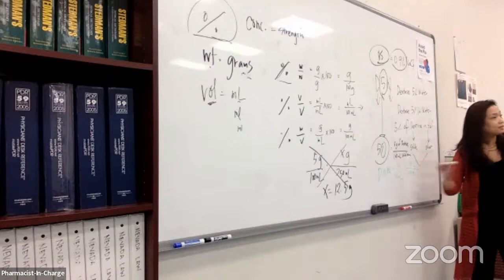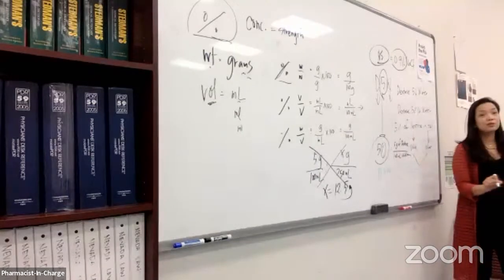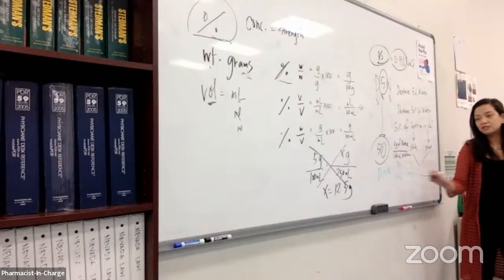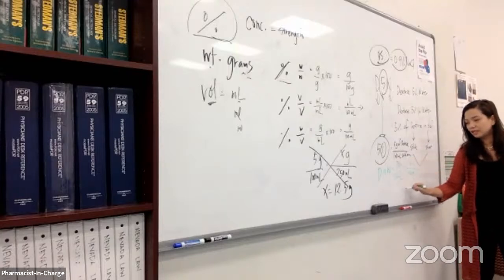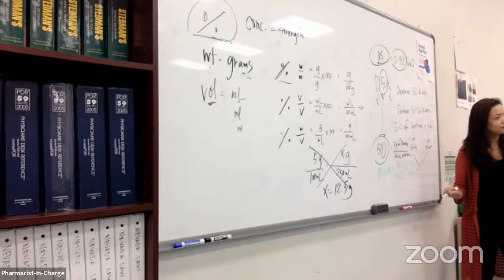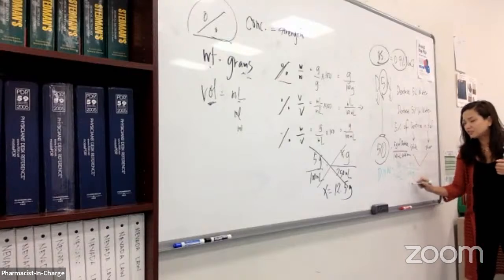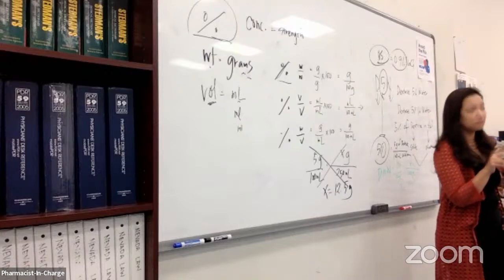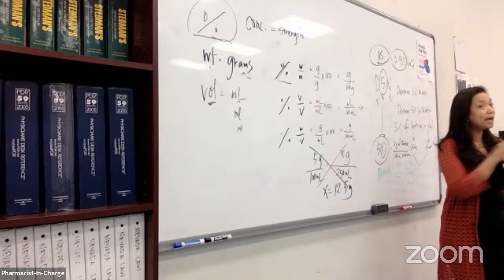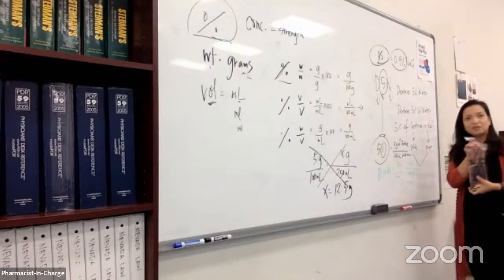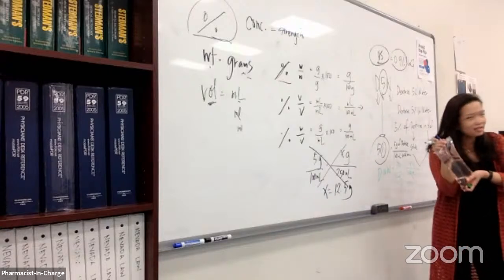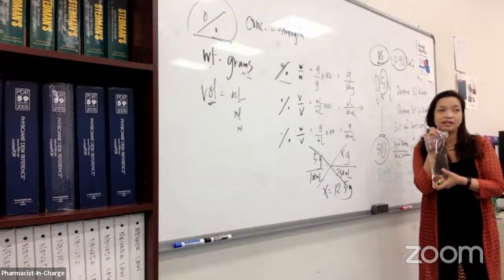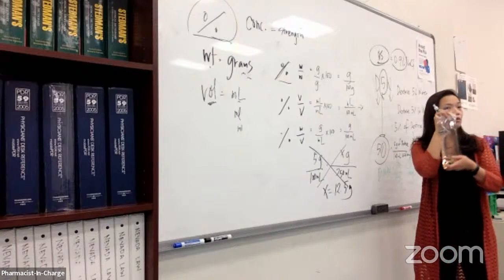This is your X grams. Fraction proportion again, cross multiply. This will be 10,000 divided by 100. X would be 100 grams. So if there's 10 grams of dextrose, aka sugar, in a 100 ml bag, there'll be, of course, times 10, because it's times 10 the amount, right? 100 grams of sugar, aka dextrose, in this 1 liter bag.